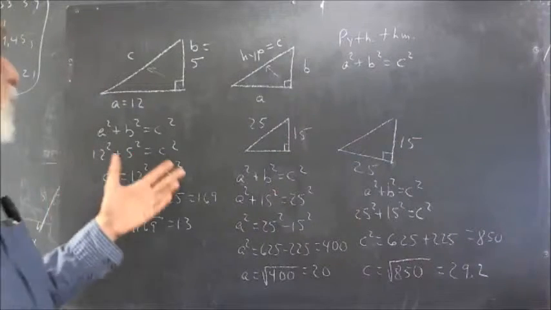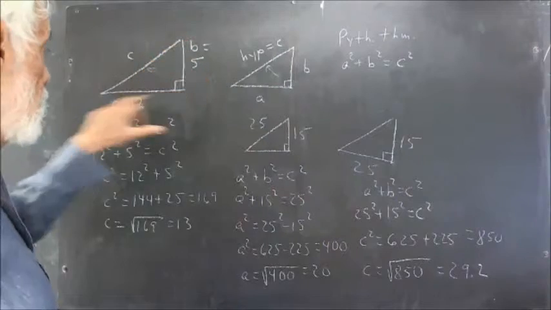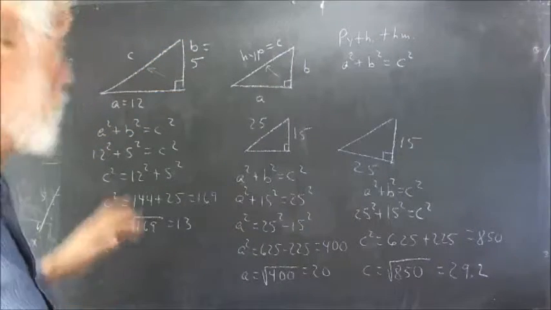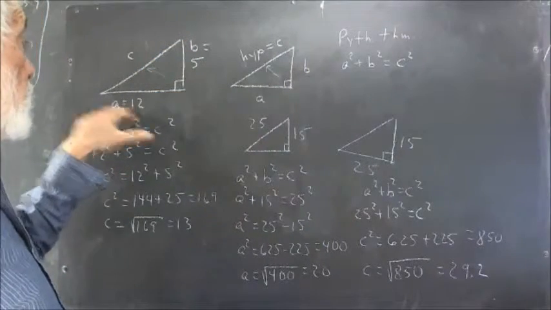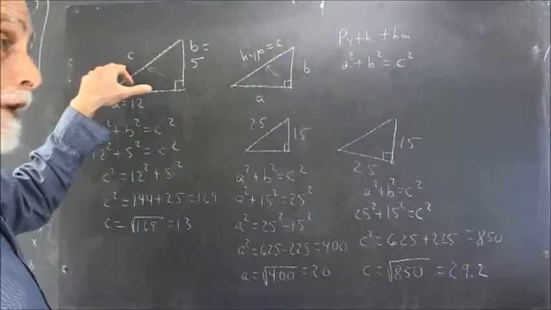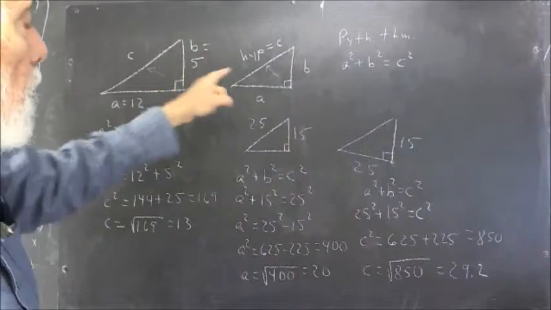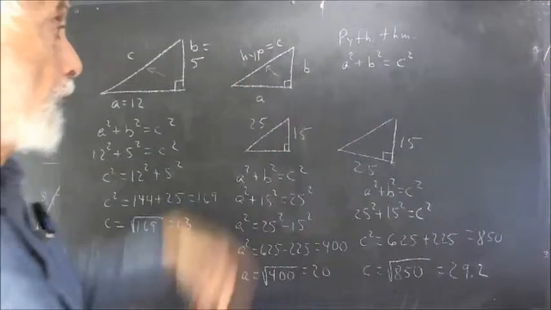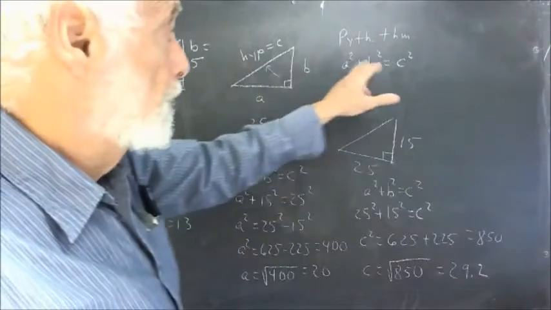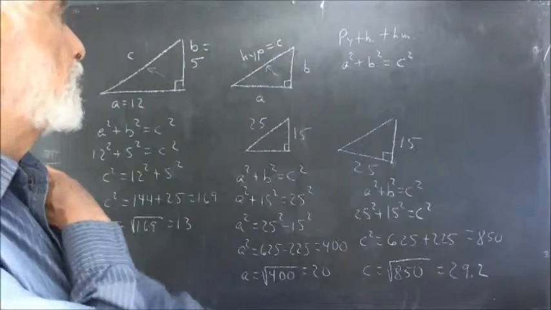Okay, we start with the question of finding the unknown side of a right triangle. Now, if we have a triangle with a side 12 and a side 5, what's the length of the third side? Somebody brought up the Pythagorean theorem, recited it, a squared plus b squared equals c squared. Let's see exactly what that means.